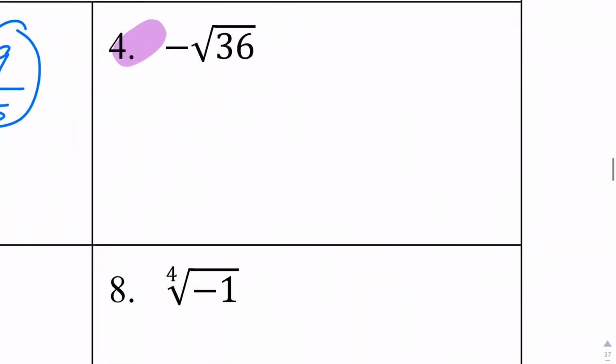Number 4, we have a negative square root of 36. Now, that is different than the square root of a negative 36. These are not the same problem. This one over here would not be real. So this one keeps the negative sign, and then the square root of 36 is just 6.